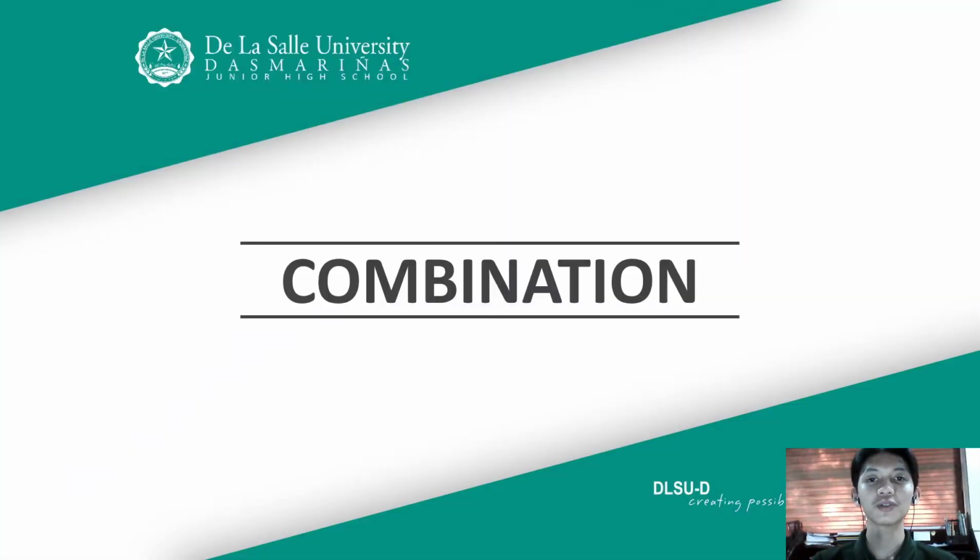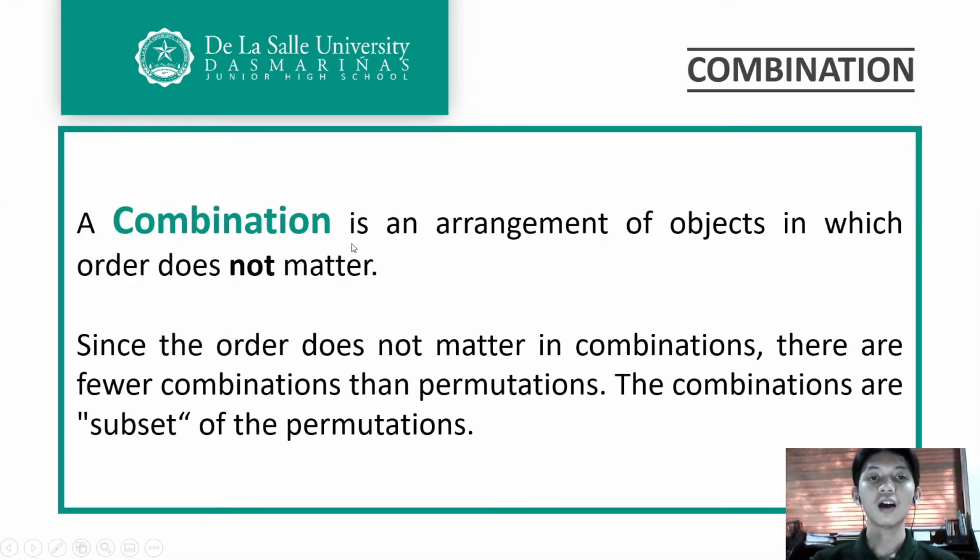We will discuss combination. A combination is an arrangement of objects in which order does not matter. Since the order does not matter in combinations, there are fewer combinations than permutations. The combination is just a subset of permutation. Since we all know what permutation is, this lesson will be much easier for us.